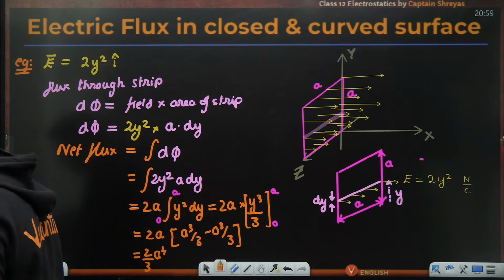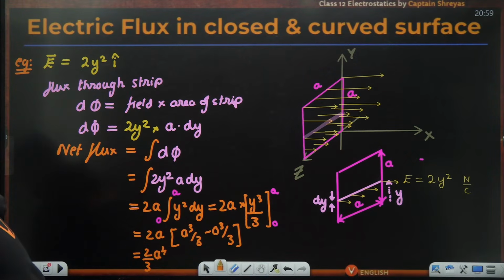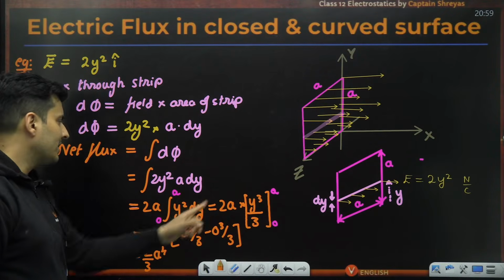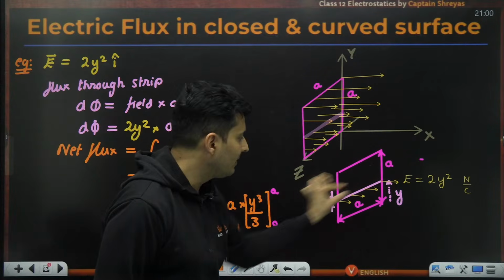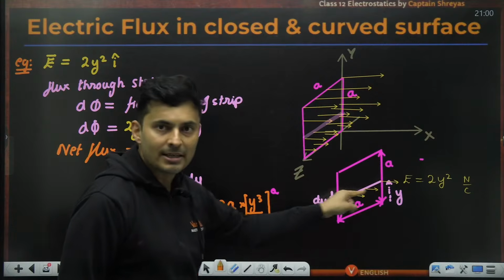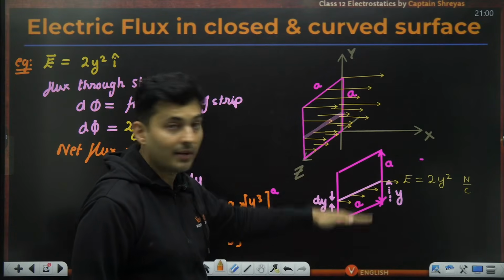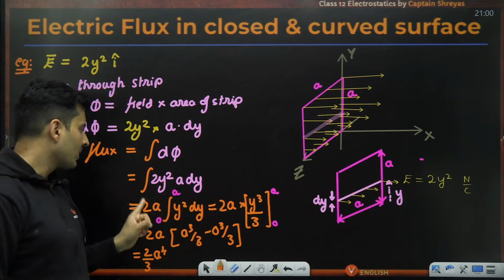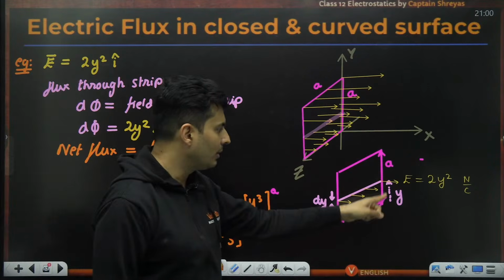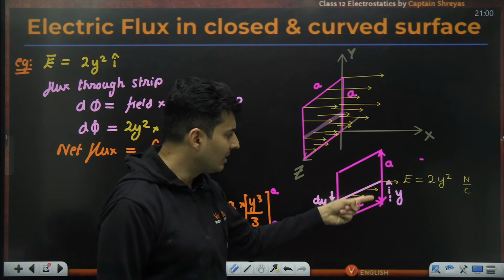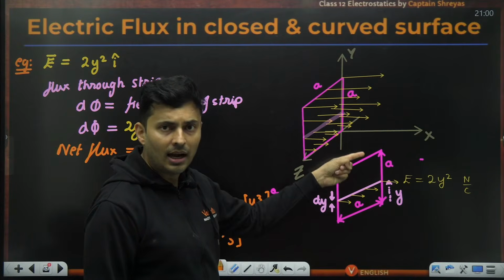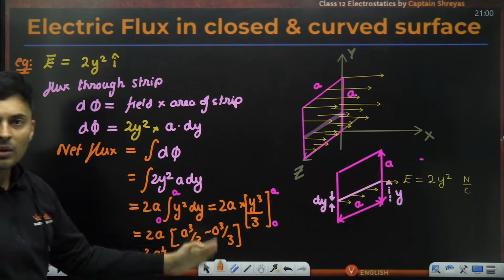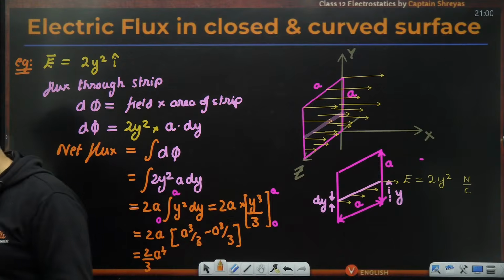Okay. Is this clear? Did you love this question? Everybody with me on this? Yeah. So we just had to integrate the small flux which is passing through this small strip. Each strip will have a different amount of flux, so I need to add up by integration. The limits of the integration will start from the y coordinate being 0, that means the lowermost strip, till the uppermost strip whose y coordinate will be a. That is why the limits of the integration.